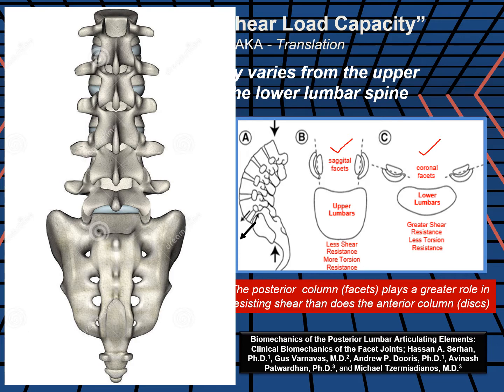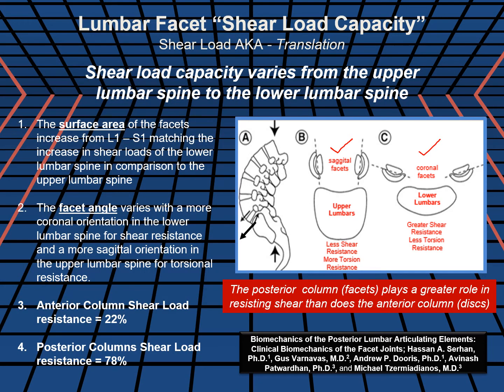And again, to reiterate, the anterior column in terms of shear load resists about 22% of the P to A and A to P shearing of the vertebral body, one upon the other. The posterior column resists about 78%. I guess we can just round that off. It's about an 80-20 split. The posterior column is the major player in resistance of shear loads within the lumbar spine.